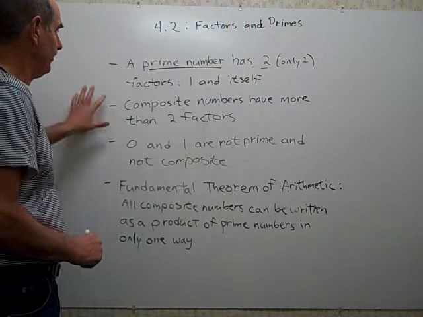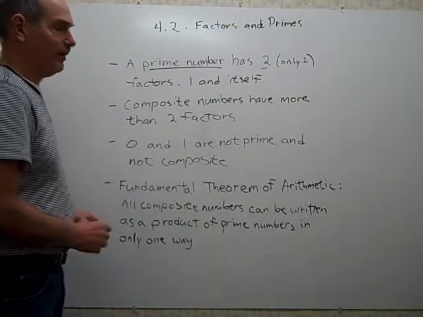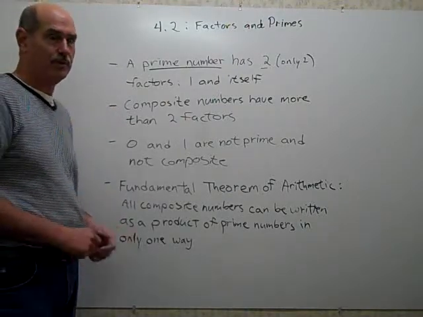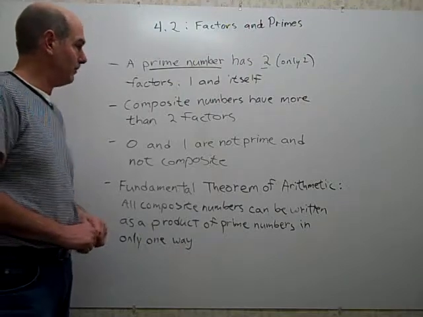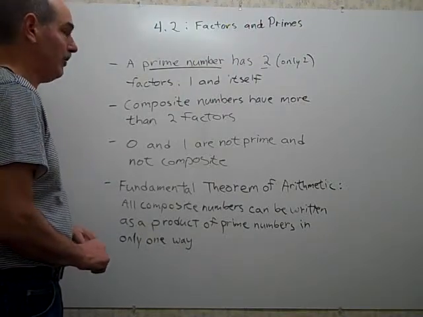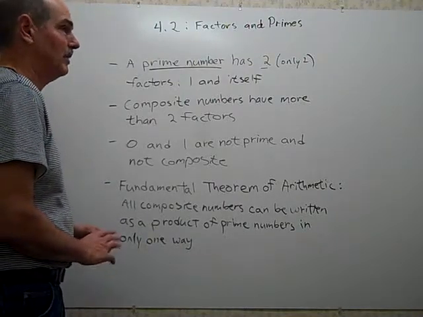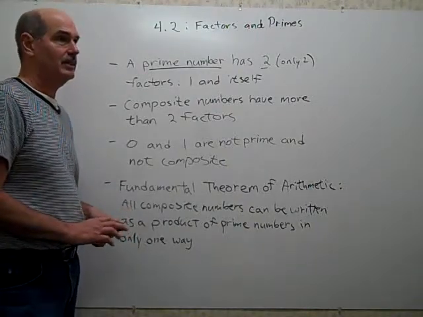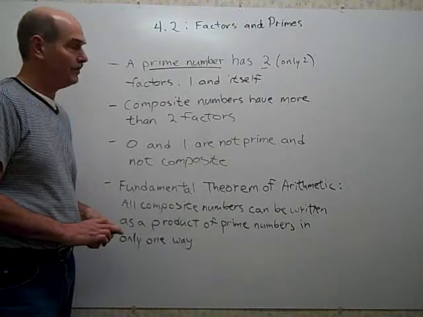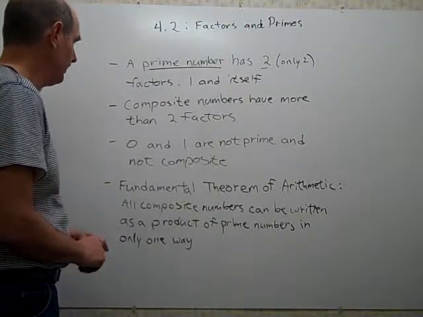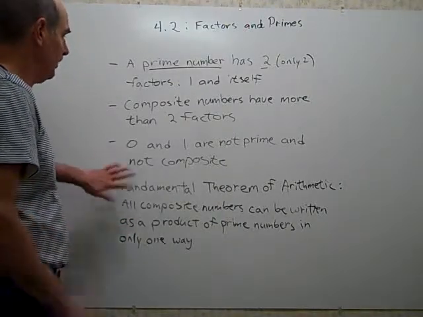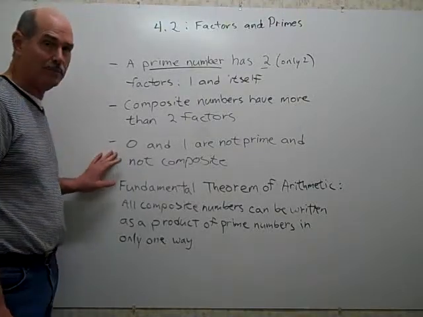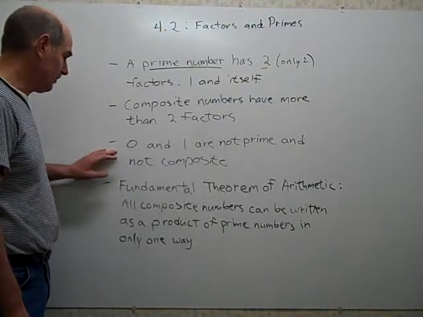Composite numbers have more than two factors. 25 is a composite number. 5 times 5 is 25. 1 times 25 is 25. They can have a whole bunch of factors. See, 18 has 1, 2, 3, 6, 9, and 18. So multiple factors there. 0 and 1, just by definition, are not prime, and they're also not composite.